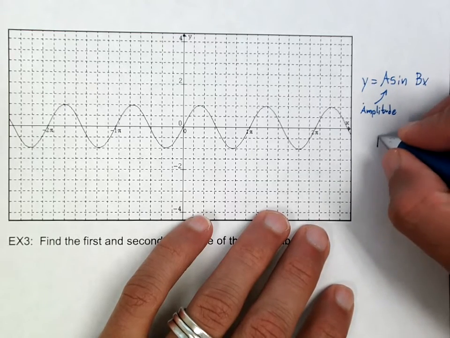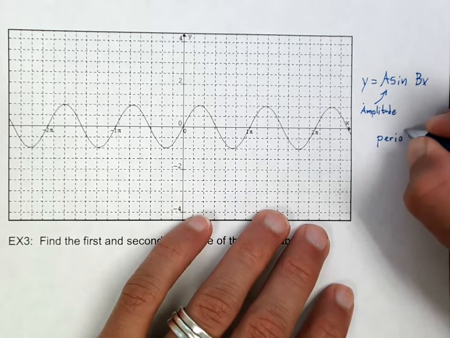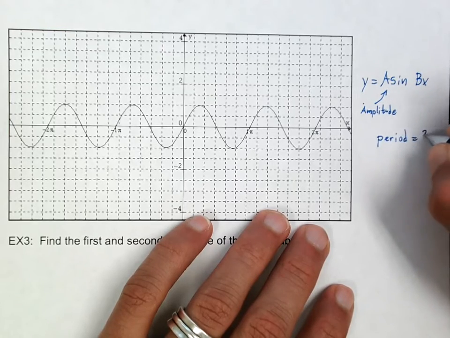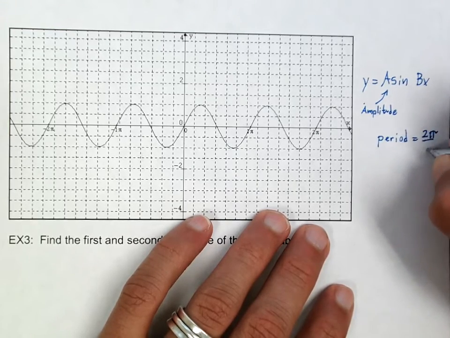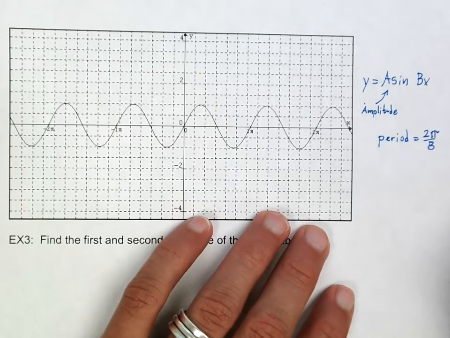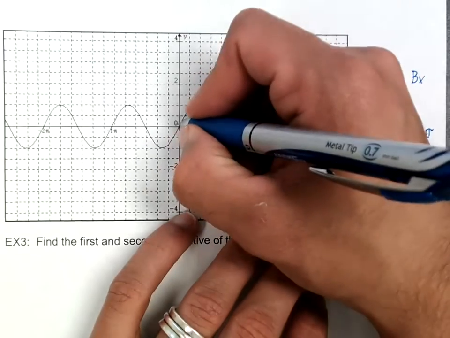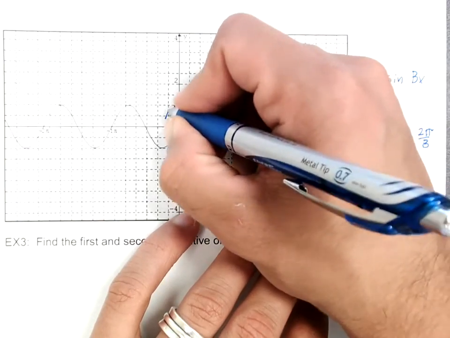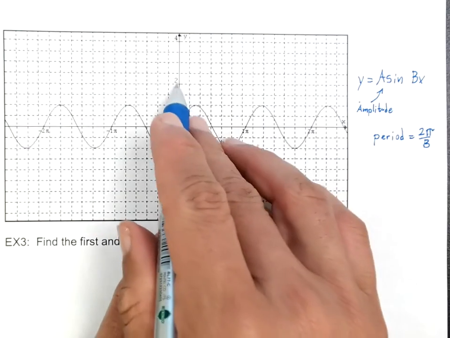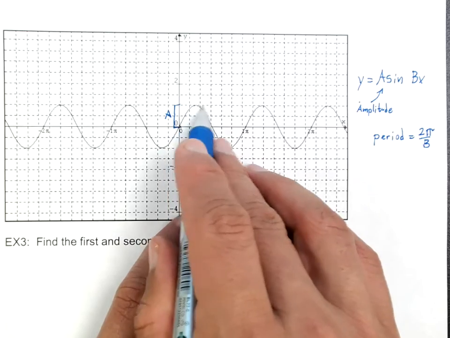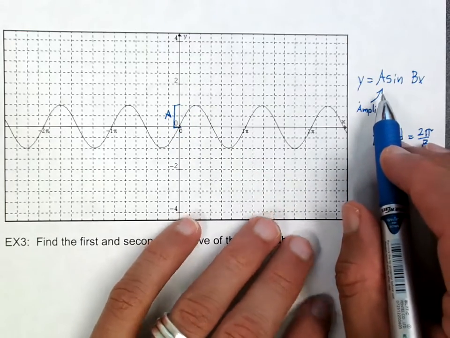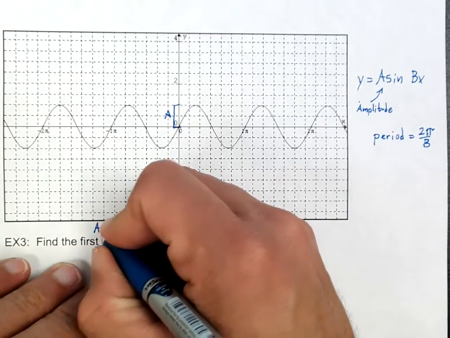Well, the period is actually 2 pi over b. So we'll figure out what that is. All right, so now the amplitude, what that really means is the distance between here and here. So this would be the amplitude, this would be A. And if you look at it, if this is 2 right here, this must be 1. So the amplitude is 1. Okay, so I'm going to write here A is 1.